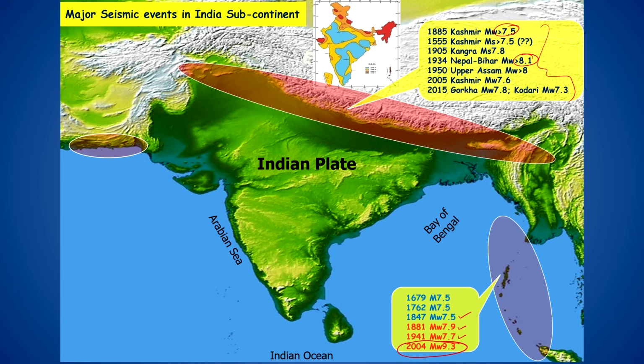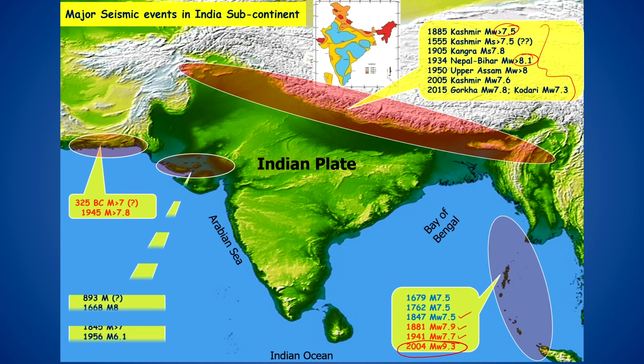Then another part on the west of the Indian side is your Makran subduction zone, which triggered an earthquake and tsunami in 325 BC and 1945. And then comes Kutch here, which again has a history of triggering large magnitude earthquakes right from the 17th century, and the recent one was in the 21st century, in 2001.